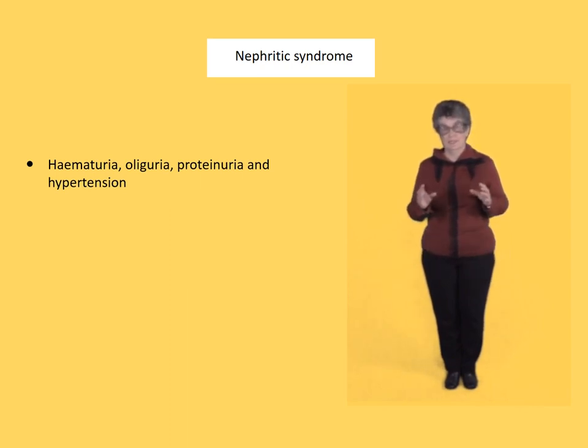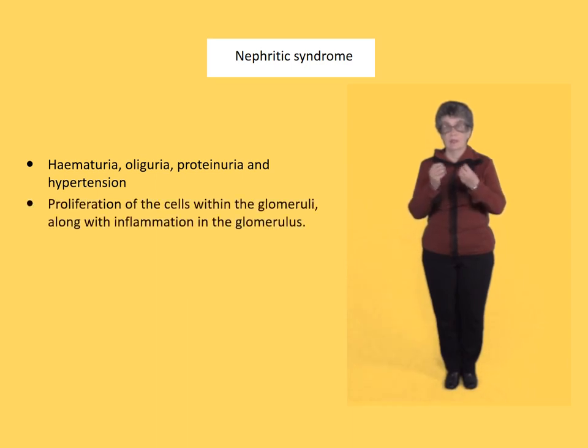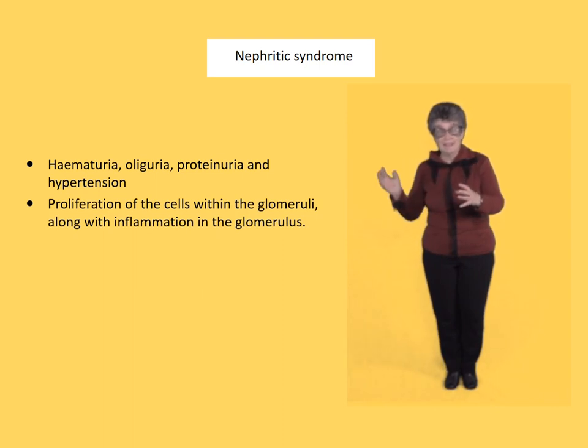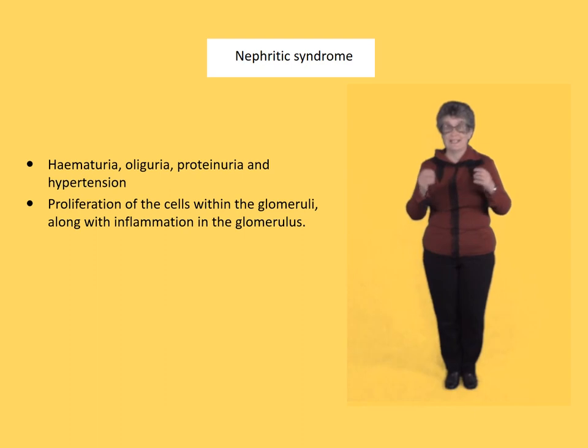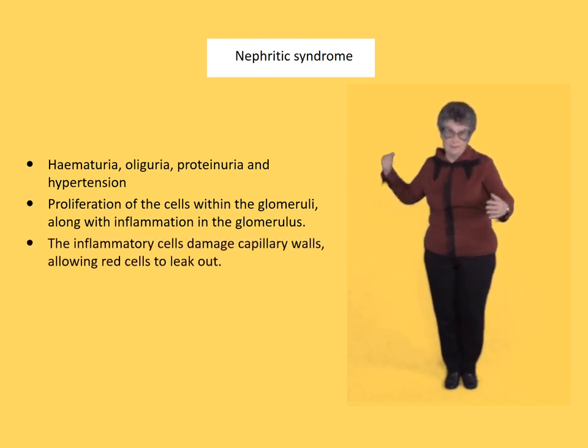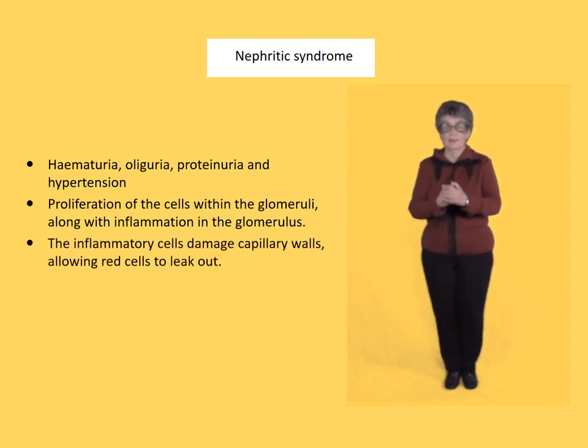In nephritic syndrome, the cells in the glomeruli proliferate. These can be cells intrinsic to the glomerulus, and inflammatory cells can come in too. All the inflammatory cells, they damage the capillary walls, they punch holes in them, allowing the red cells, these big chunky red cells, to leak out, giving rise to the hematuria.